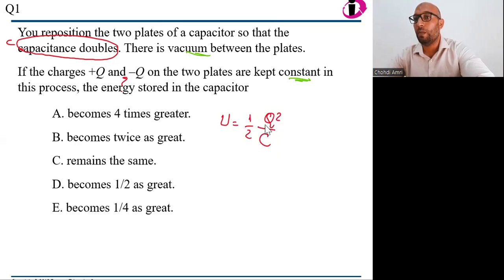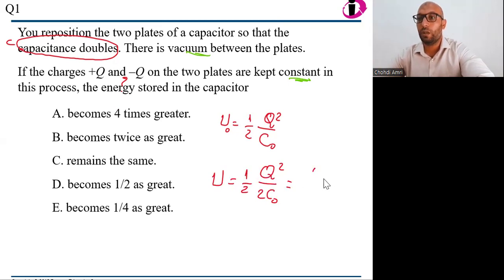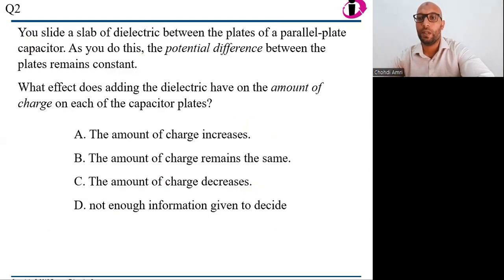If Q is the same but C is doubled, we will write half of Q squared over 2C naught. It's going to be U naught over 2. So the answer is 1/2 as great, because half of Q squared over C naught is U naught, and it's going to be divided by 2. So the answer is D.